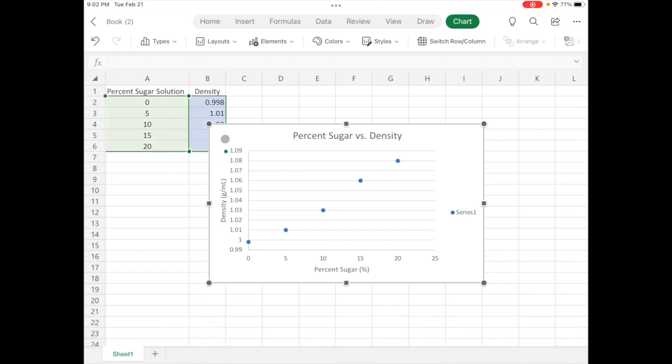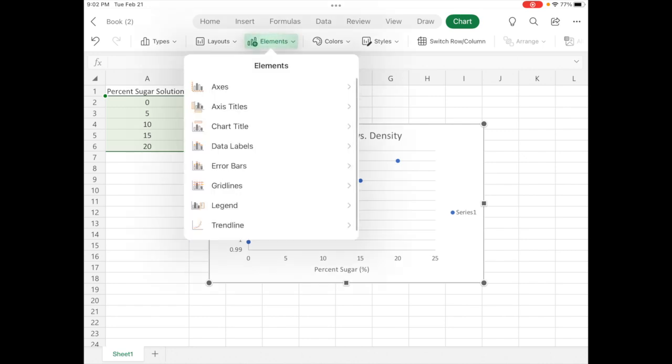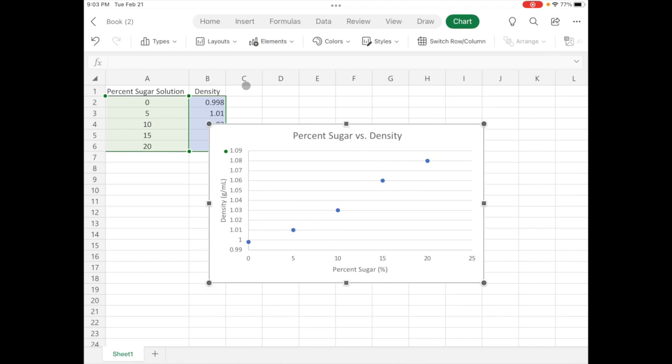At this point, you're done. You can make this look a little bit pretty. I like to get rid of this right here, and you can mess around with the layout by going to Elements. Elements is right up here. I'm going to get rid of that legend, actually. So I'm going to put no legend because it makes my graph a little bit bigger.